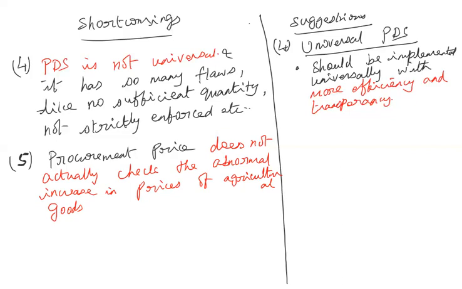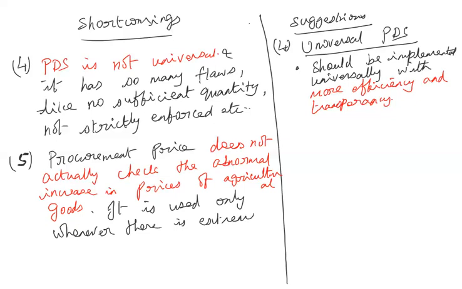So most of the time, what is happening? It is used only whenever there is extreme weather conditions. Of course, only in extreme weather conditions will the price vary abnormally, no doubt about it. But even otherwise, like drought and all, even otherwise the agricultural prices are not stable, isn't it?